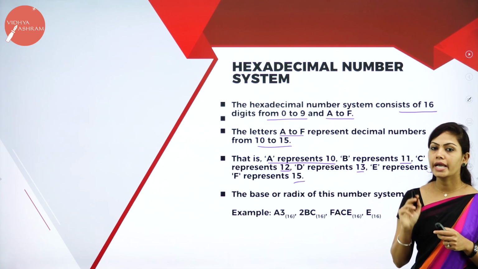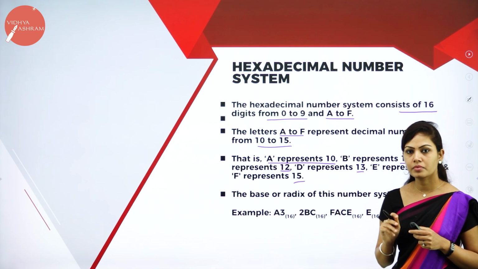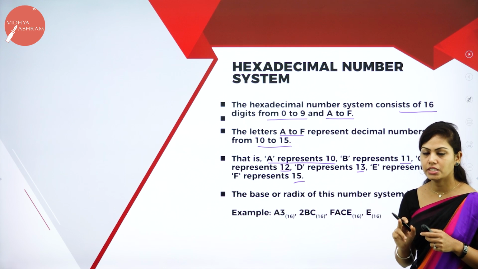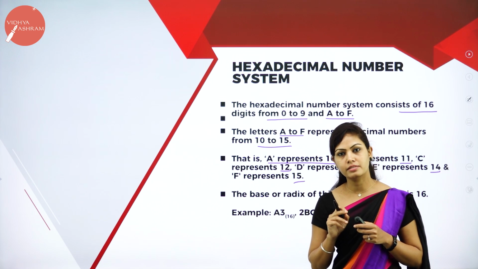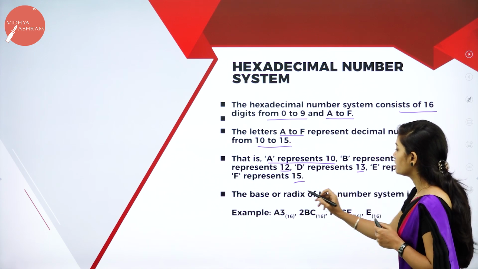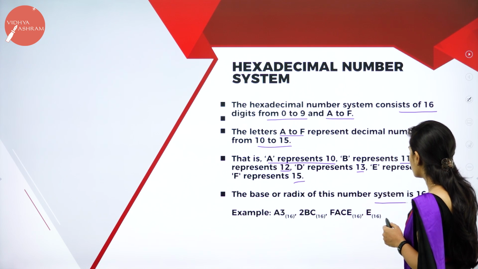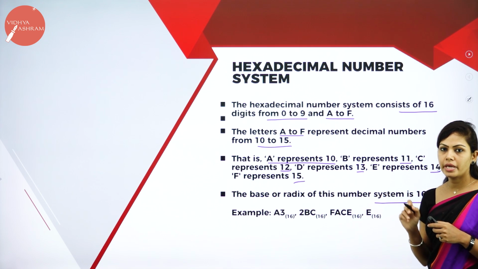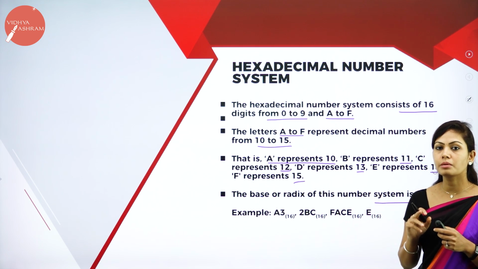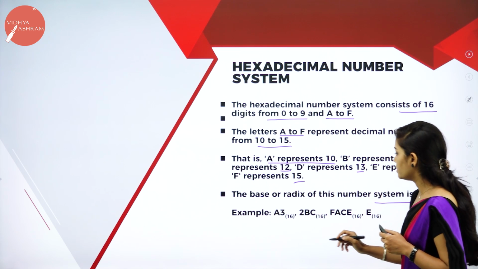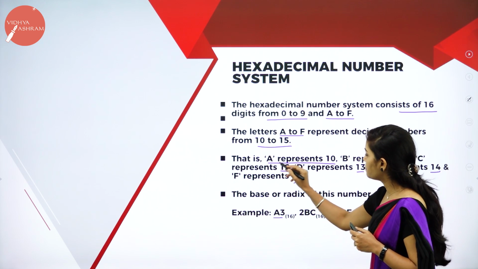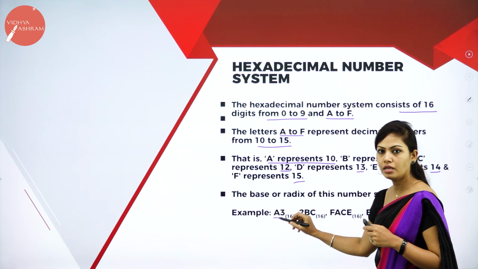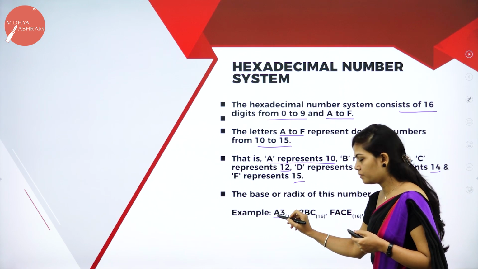This is called hexadecimal numbers. It consists of 16 digits from 0 to 9 numbers and A to F letters. Very simple. The base or radix of this number system is 16. The base of the hexadecimal number system is 16. Example, A3. What does A stand for? A represents 10. So in place of 10, I can directly write A.